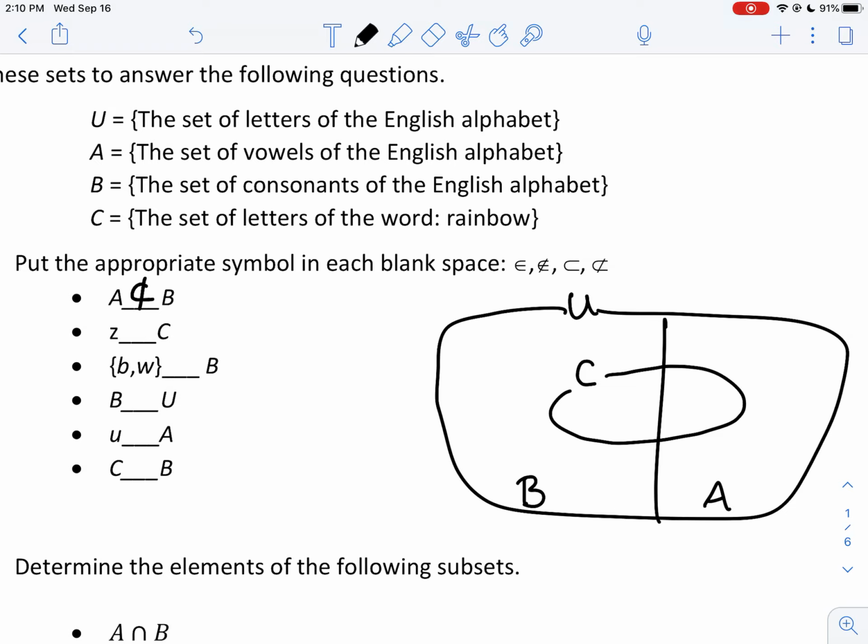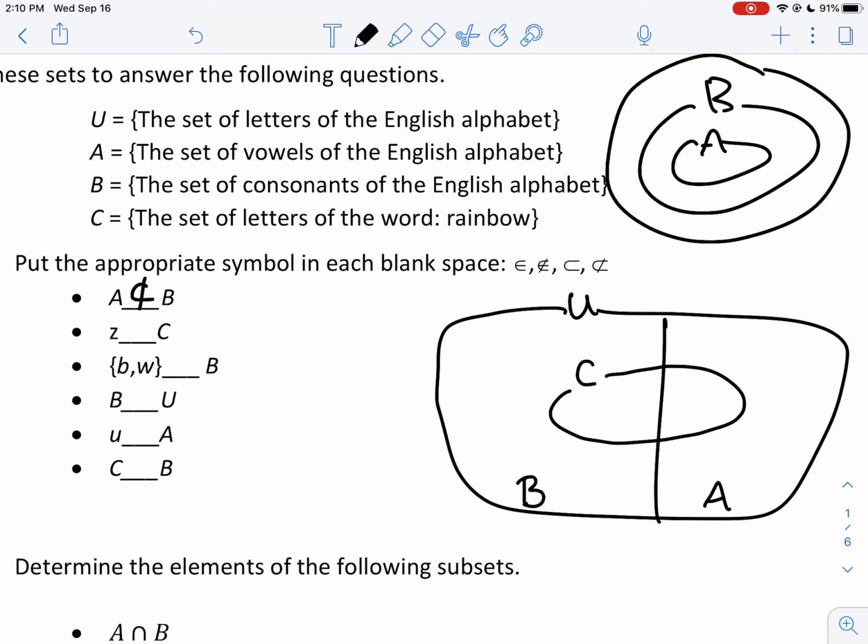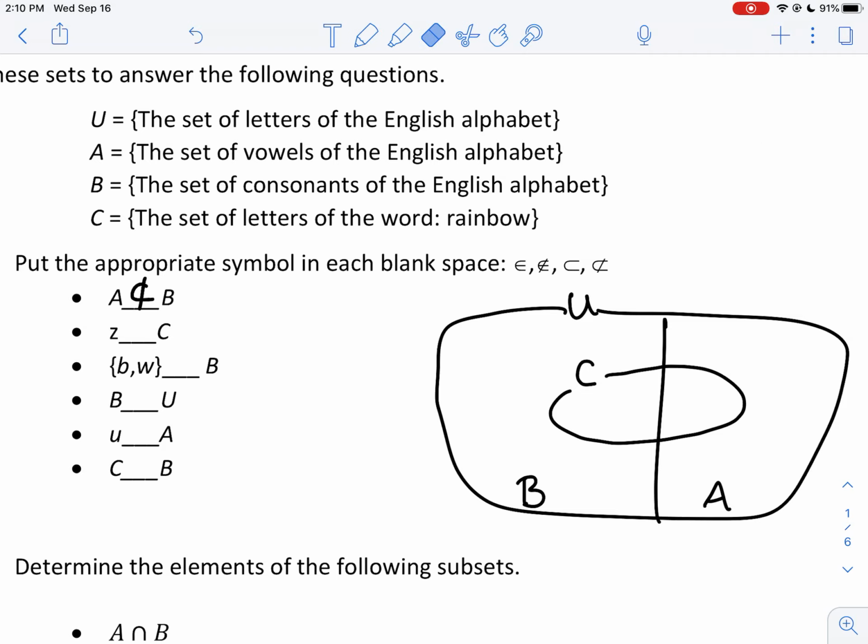To be a proper subset, you would have to have this sort of relationship. B would be here and A would be strictly smaller than it, meaning that there was stuff outside of A but still in B. This is a proper subset relationship, and that's just not the case here with the vowels and the consonants.